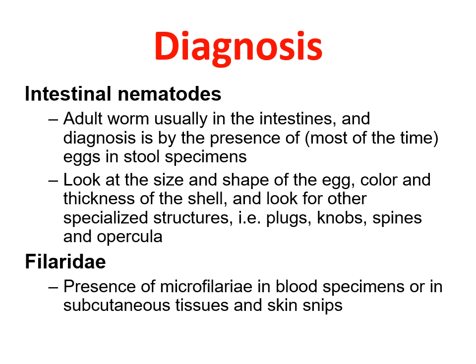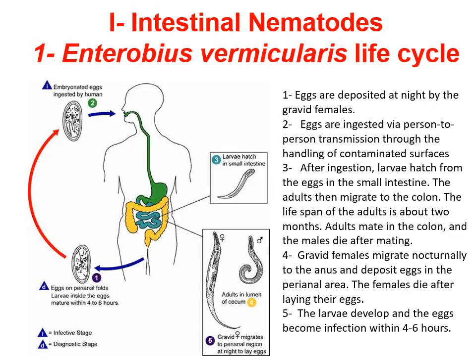For Filarida, the story is totally different because we don't see eggs. What we have to look for is microfilaria, and these are present either in the blood specimen or in the subcutaneous tissue, according to the species of Filarida. The first intestinal nematode I will be talking about is Enterobius vermicularis.